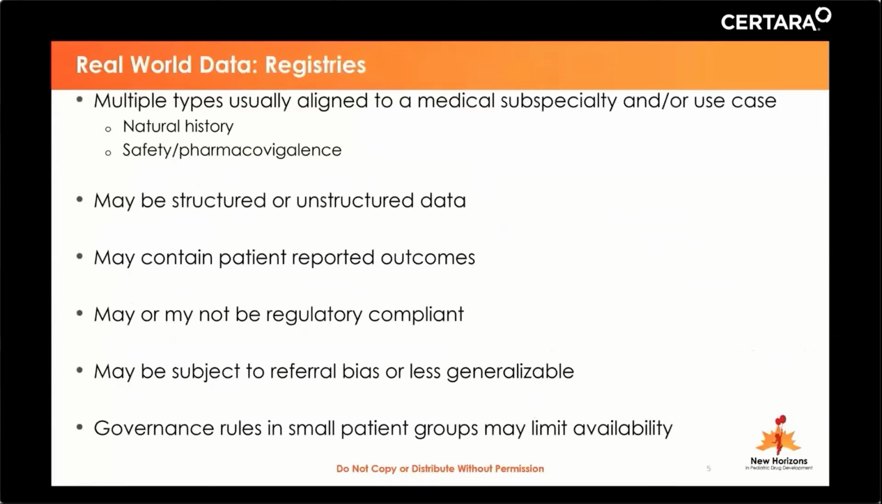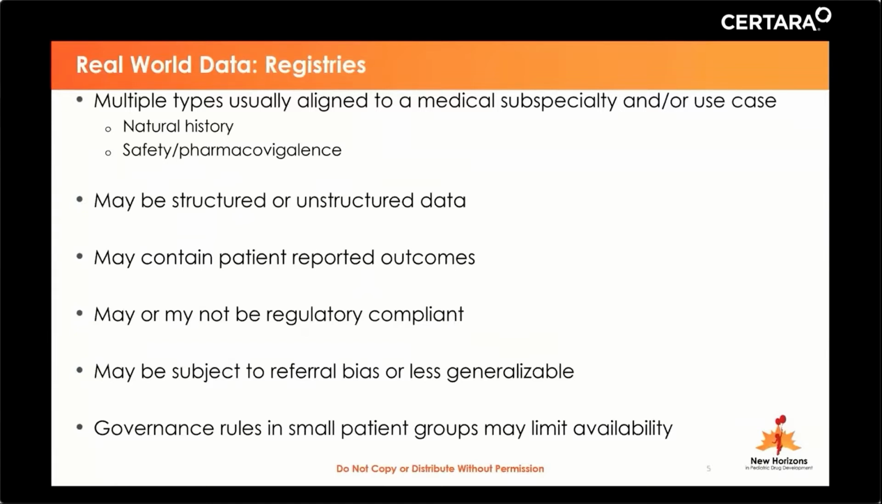Now, when I look at registries, this is a popular topic. There's a lot of diversity in registries. Registries typically tend to align towards a medical subspecialty and/or a use case, for example, safety or pregnancy follow-up, etc. They're good for natural history. And some that are coming up, like CREATE, have excellent potential for safety and pharmacovigilance.